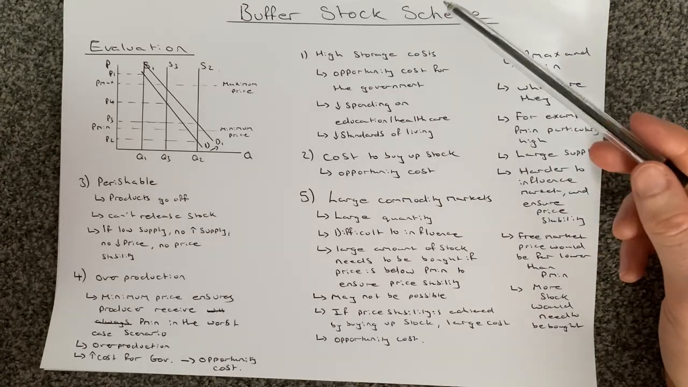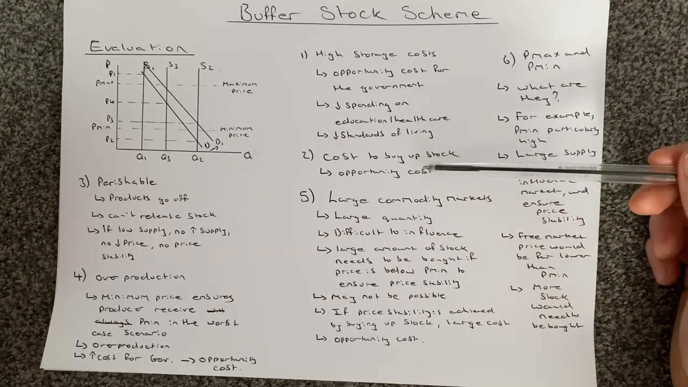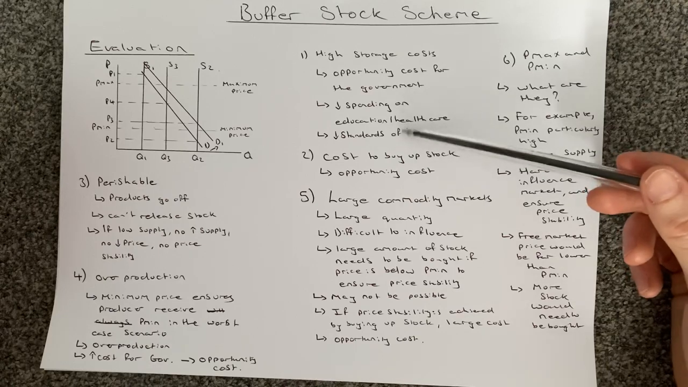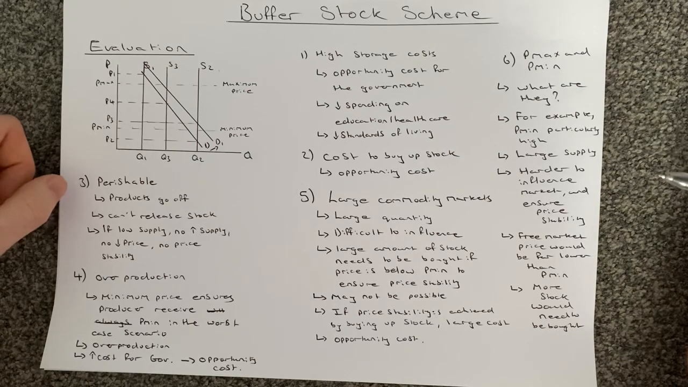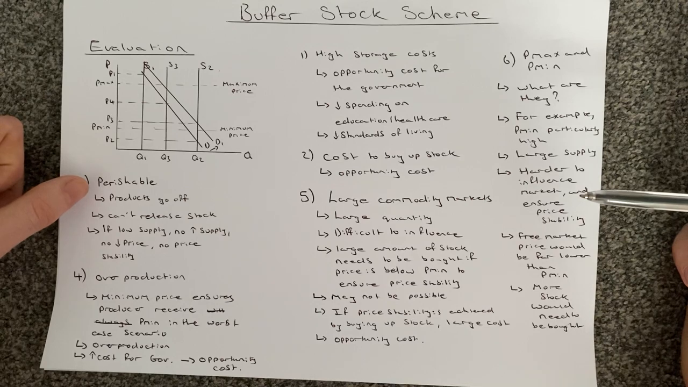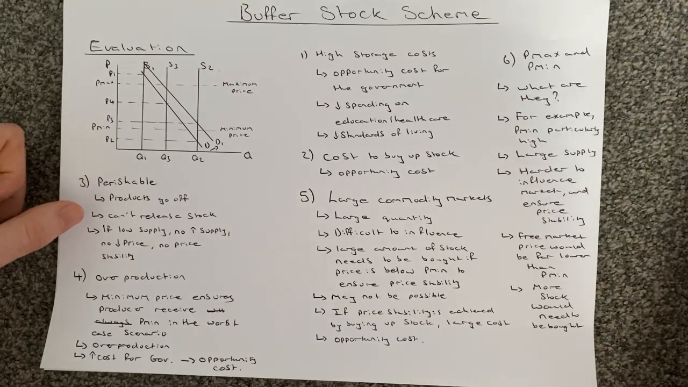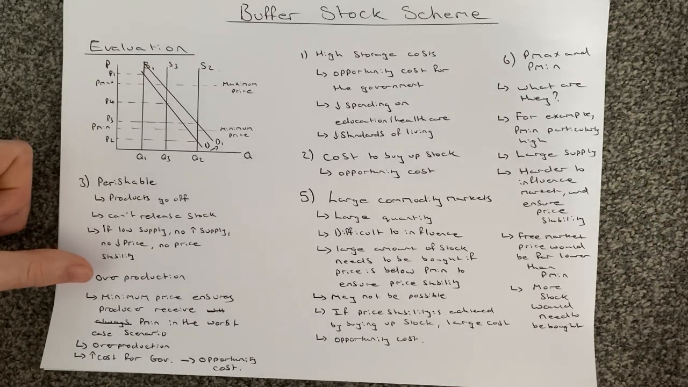Those high costs of storage and also the cost of buying up the stock come at an opportunity cost, and we can link in some development with regards to decreased spending in alternative areas, and that may lead to lower standards of living. We talked about the use of buffer stock with perishable products, and if the product does perish, the stock is not going to be available to be released onto the market when there is a poor harvest or a low supply, and therefore there isn't going to be an increase in supply because there is no stock to release onto the market, so the price won't fall and price stability can't be achieved.